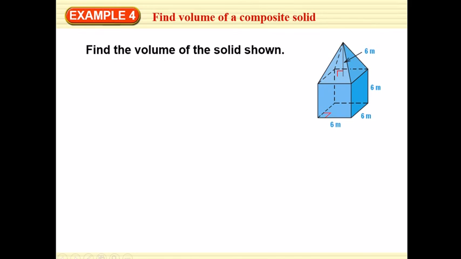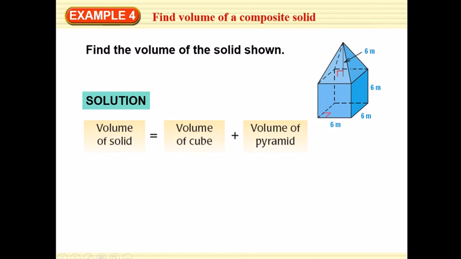In example 4 here, I have two solids. I have what appears to be a solid cube, since the length, width, and height all match, and then I have a pyramid on top. So to find the volume of the solid, I need to find the volume of both of those solids. The volume of the solid equals the volume of the cube plus the volume of the pyramid. And I need to go ahead and write in my formulas.